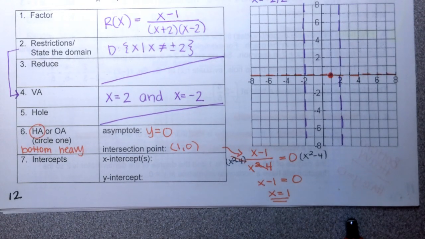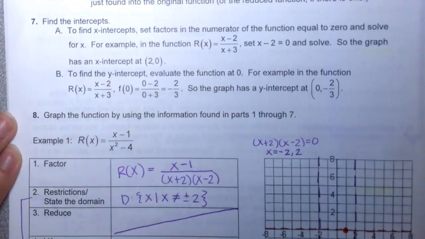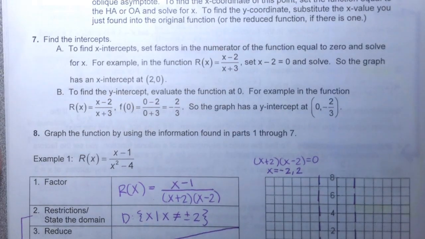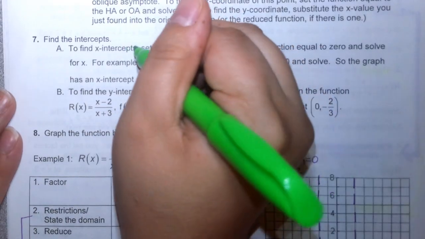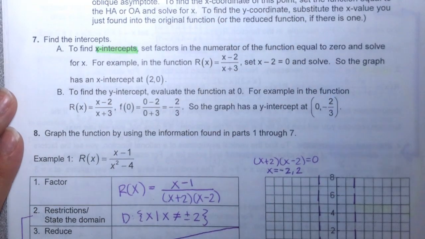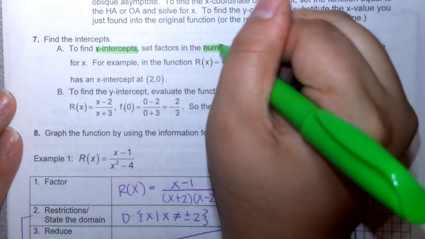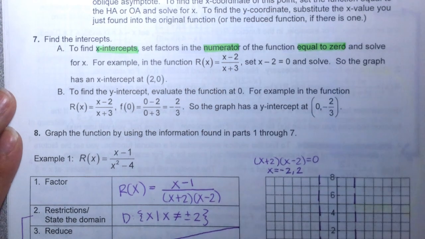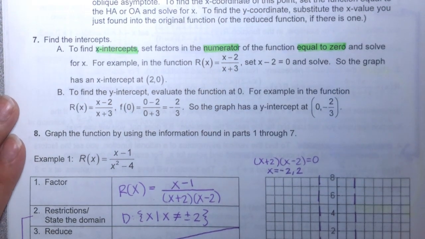All right. Last two things we're going to do. Yeah, there's a little bit more, but these are the easiest parts, hopefully. We're doing x and y intercepts. How do we find x-intercepts? We are going to make the numerator equal 0. To find the x-intercepts, make the numerator equal 0.